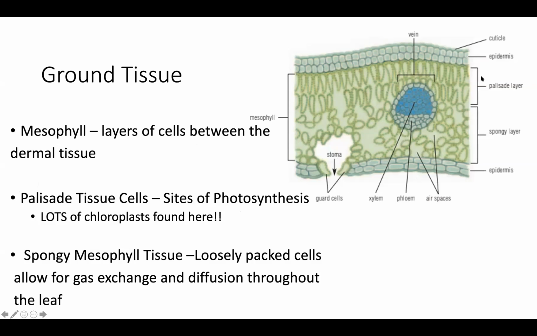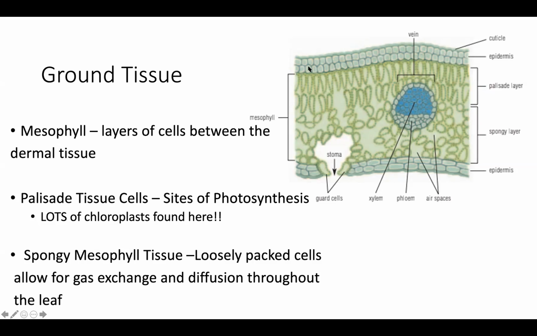So the palisade tissue layer is actually the region really close to the top near the epidermis. And there are lots of chloroplasts found here. Of course, that makes sense because chloroplasts are the site of photosynthesis in plants, okay? And I also want you to focus on the organization of the palisade tissue layer. They're really tightly compacted, and again, this is to maximize photosynthesis.